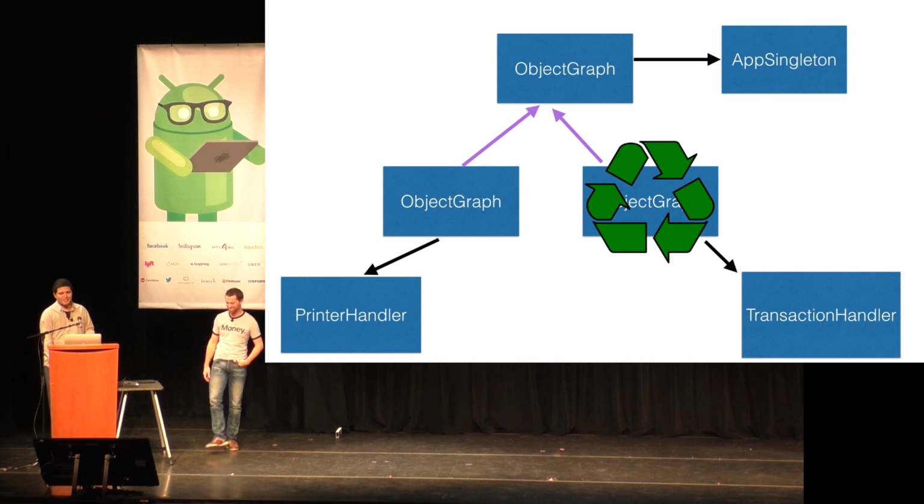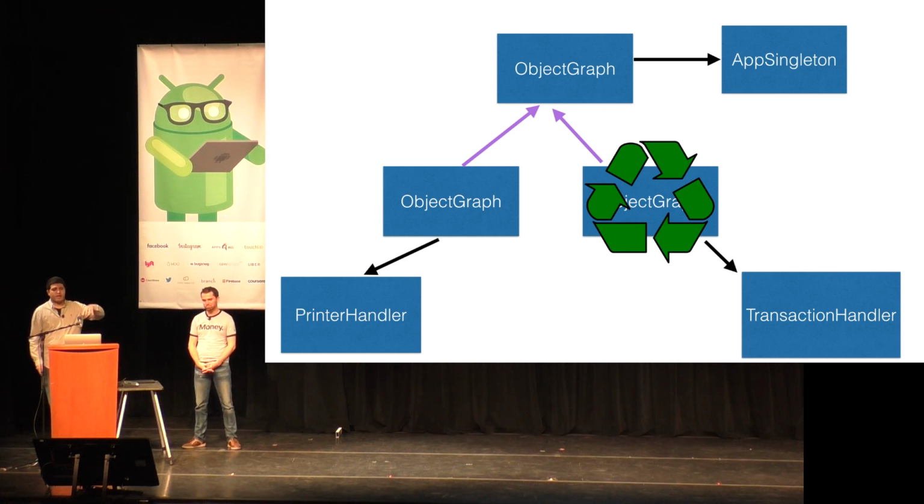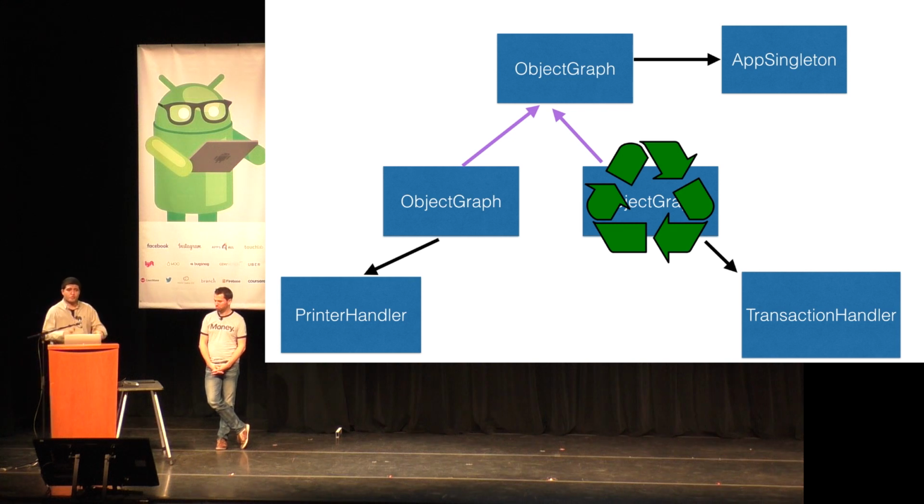So actually there is a hierarchy of object graphs. And the parent object graph can hold singletons with a longer lifetime. Because again, the higher up the object graph chain, you're probably getting closer to your application scope object. And anything that's held in that graph is going to be held throughout the lifetime of the application. As you go further down, you reduce the lifetimes of your objects.